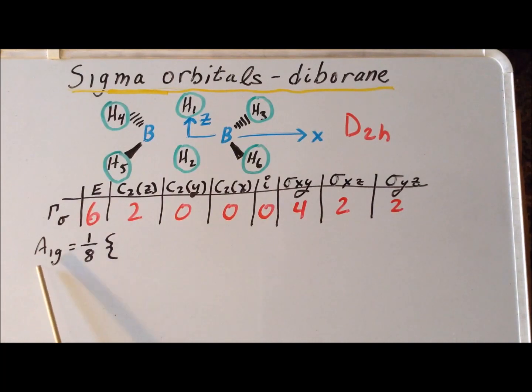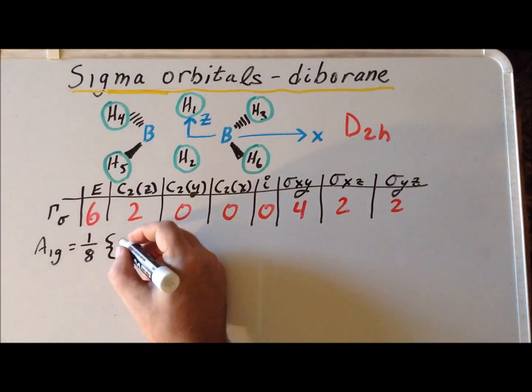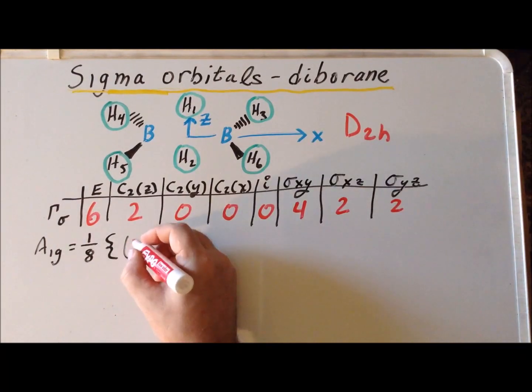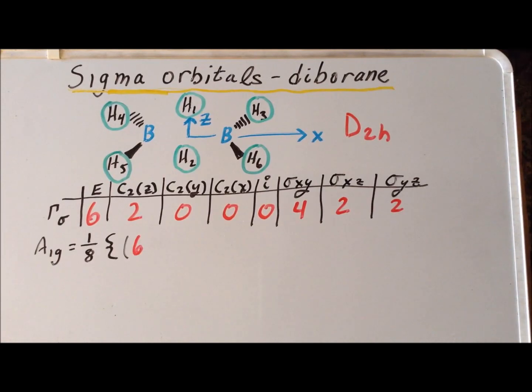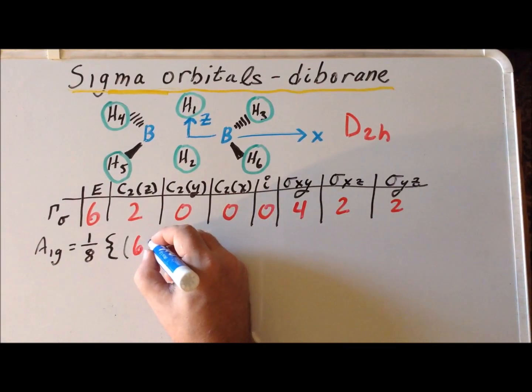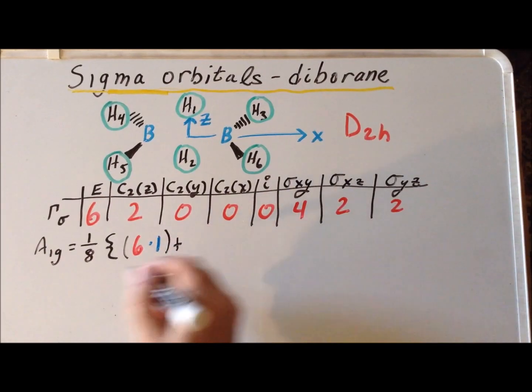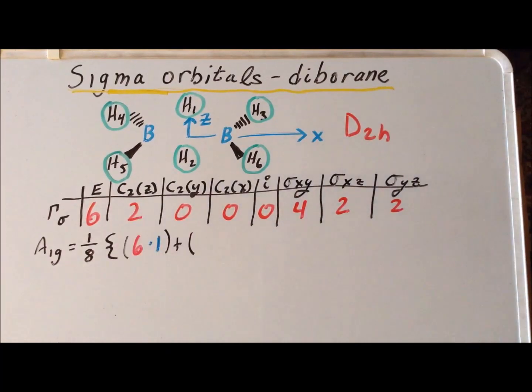So, to find out how many A1Gs we have in our reducible representation, we always have this 1 over the order of the group to begin with, so 1 over 8. And then we have a series of terms where we multiply. So for the first class, the character from the reducible representation is a 6. And then the character from the character table is a 1. So we have 6 times 1. Next we have the second character from the reducible representation, which is a 2. And we multiply it by the character from the character table, which is, again, a 1.